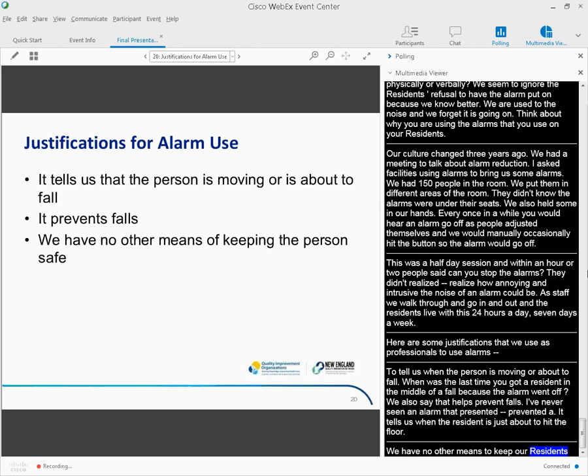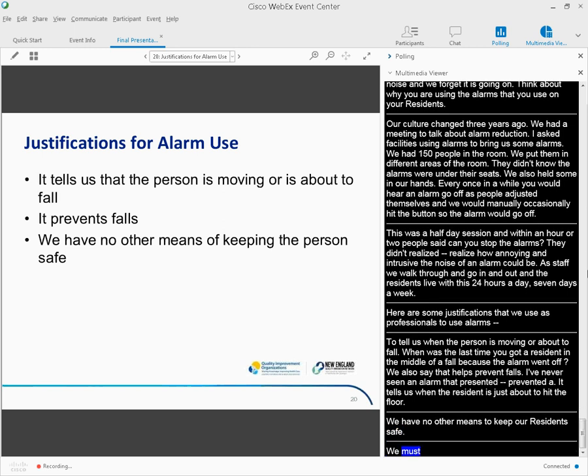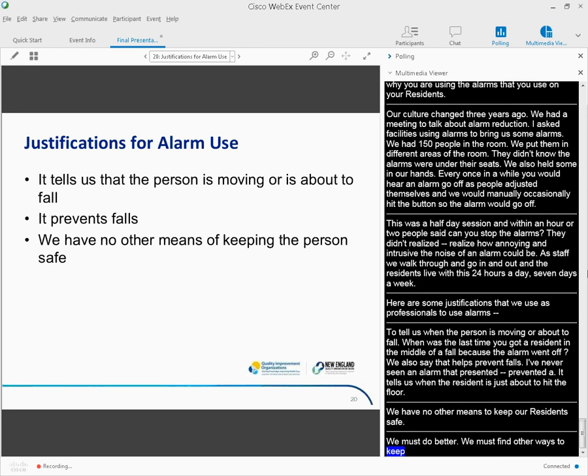We have to do better. We have to find other ways to keep our residents safe, because in some ways we're actually contributing to falls when we have these alarms going off.